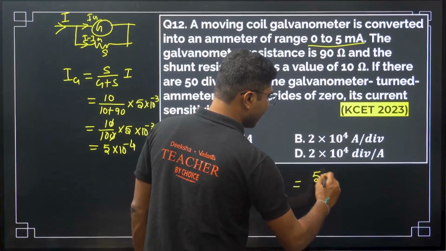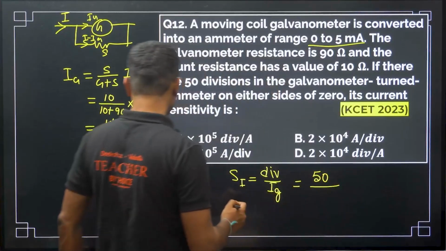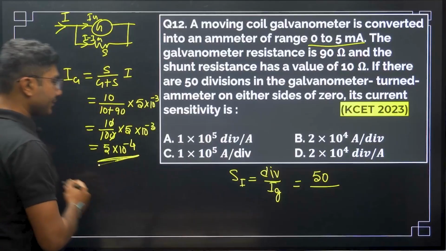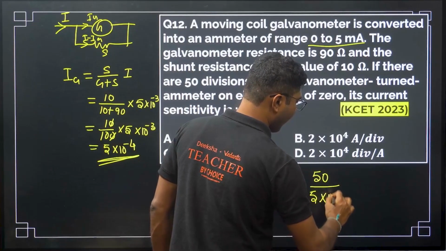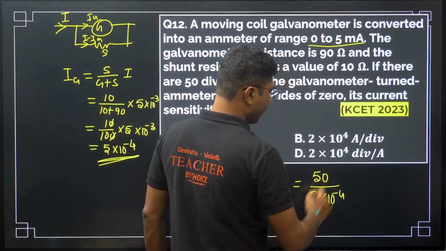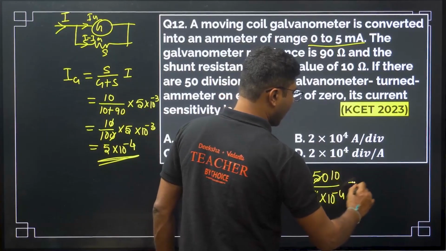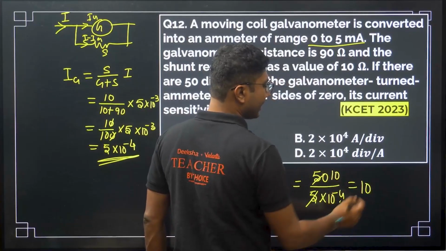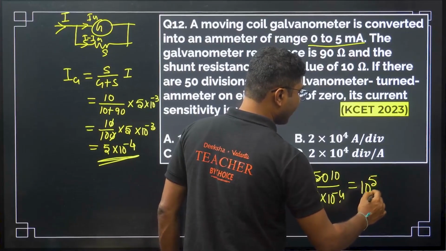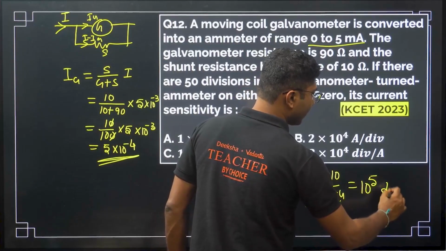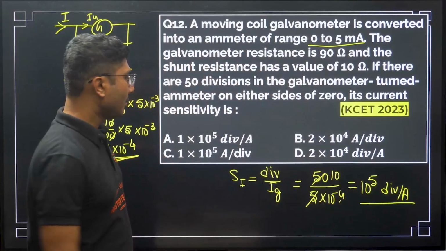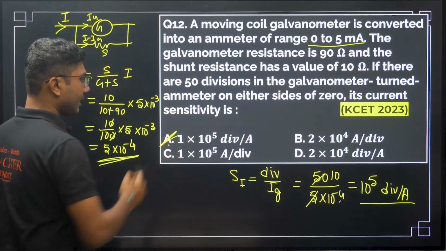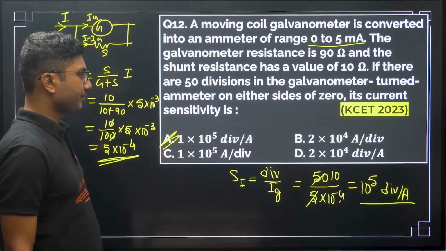50 divisions, and the maximum current which is allowed is 5 into 10 to the power of minus 4. So 5 gives you 10 here, and you get 10 to the power of minus 4 in the denominator. That means it will be 10 to the power of 5 division per ampere. So option A is the correct answer in this case.